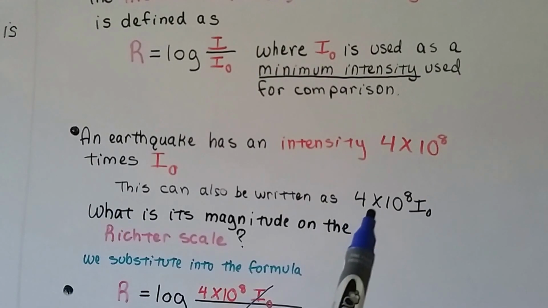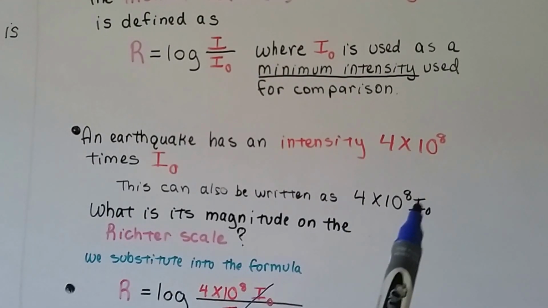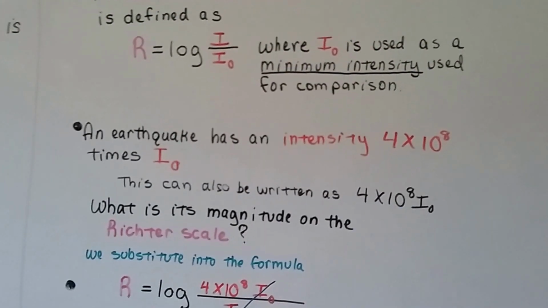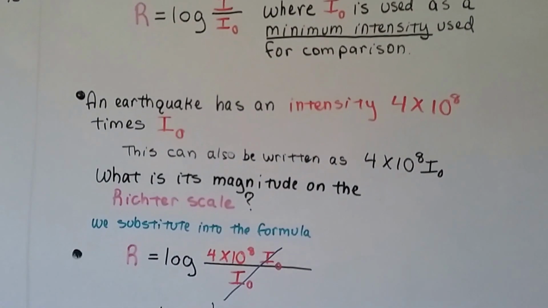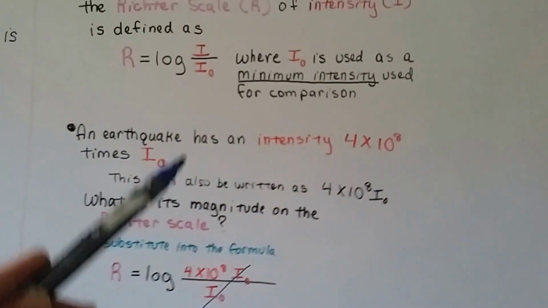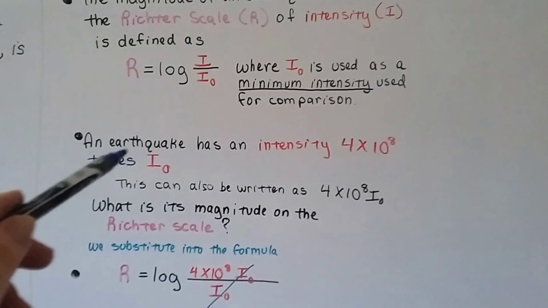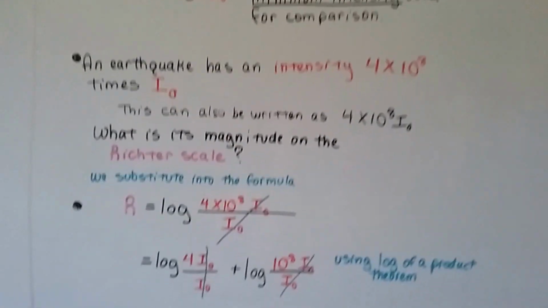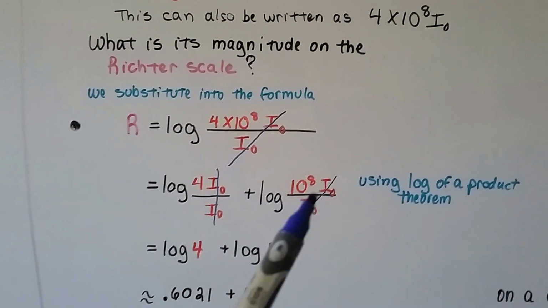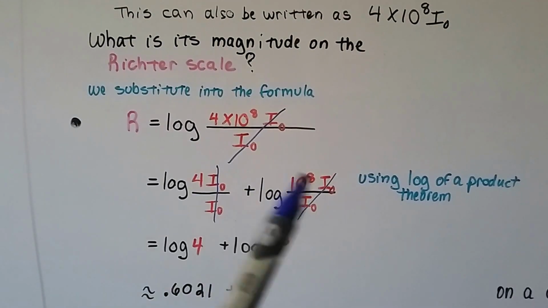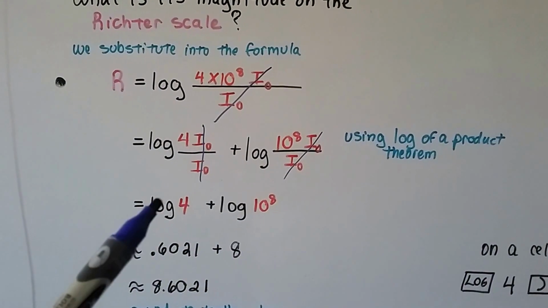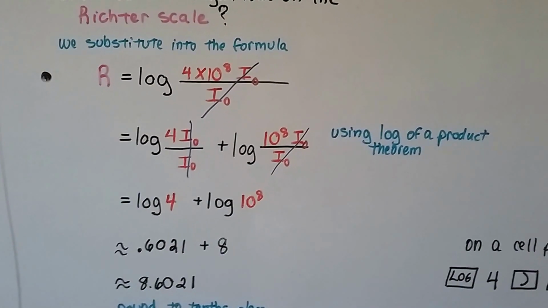Well, this can also be written like this with the I just right next to it, okay? It means the same thing, all right? Because it's multiplying, right, when you put them together. So what is its magnitude on the Richter scale? Well, we put our information in, okay? We put this into our formula, and this is multiplication, so it can actually be written as addends, right? These cancel each other out. So we have log 4 plus log 10 to the 8th.